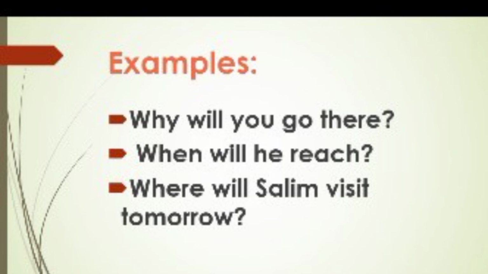Last example, where will Selim visit tomorrow? So at first W's word where, then will, then subject Selim, then verb 1 visit, then object tomorrow, and at the end you have to put a question mark. In this way we have to make W questions by following the underlined word of the given statement.